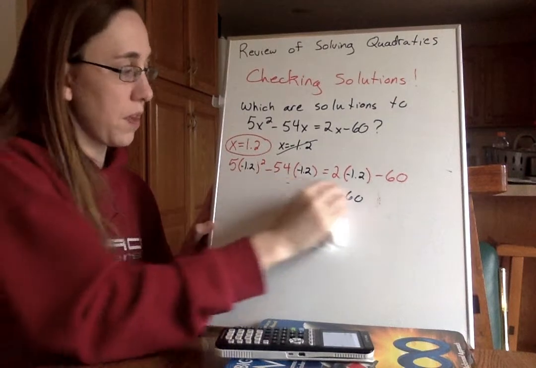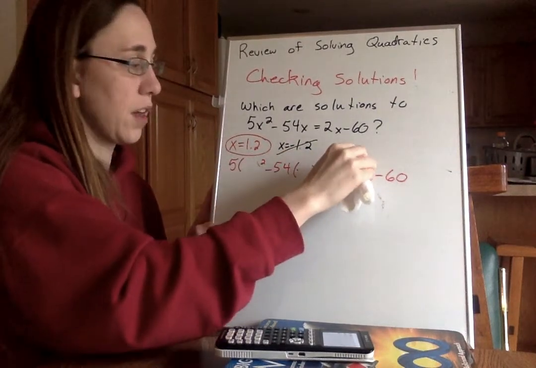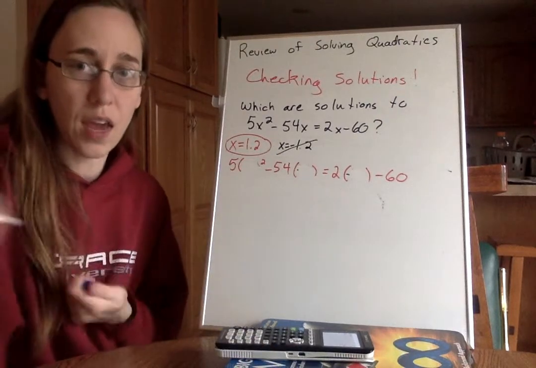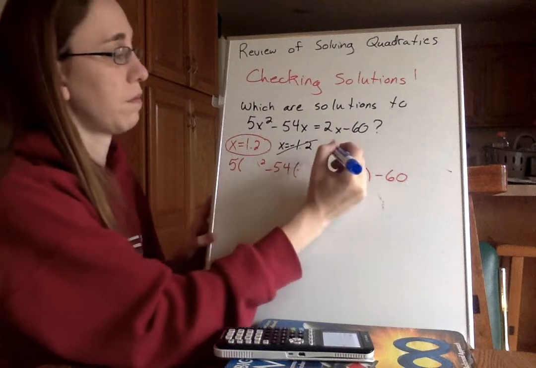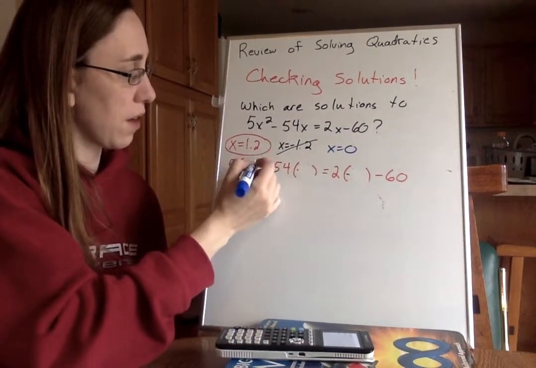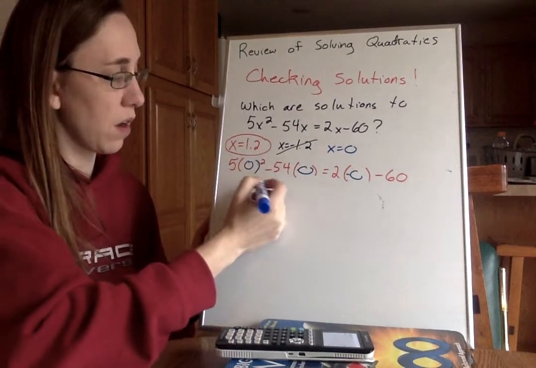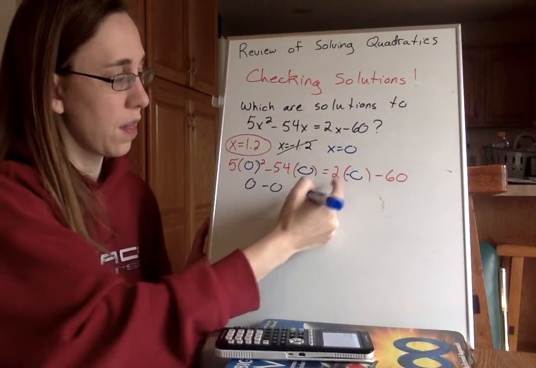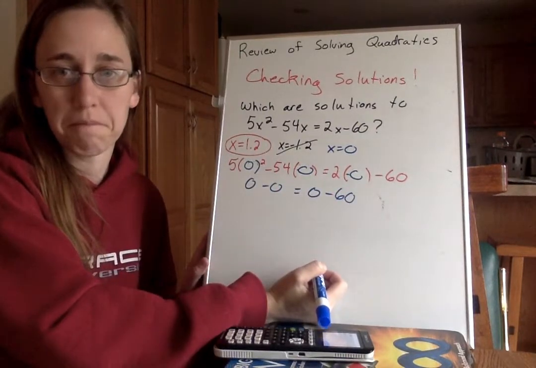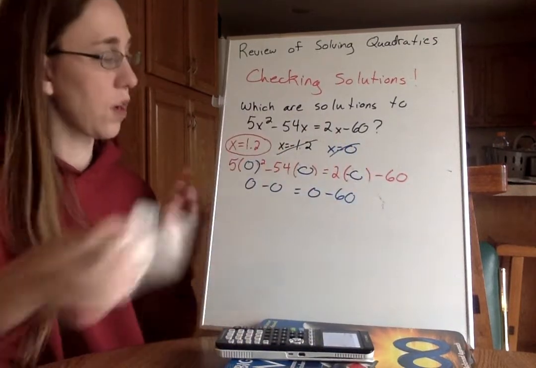Okay, let's try something else. What if we check 0? So remember, 0 can be an answer. So if I plug in 0 here for all of these, well, that's going to become 0, that's going to become 0, that's going to become 0, minus 60. Are they the same? No, because we'll have 0 equals negative 60. So that one didn't work either.